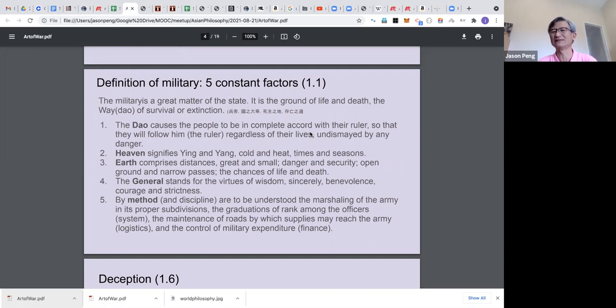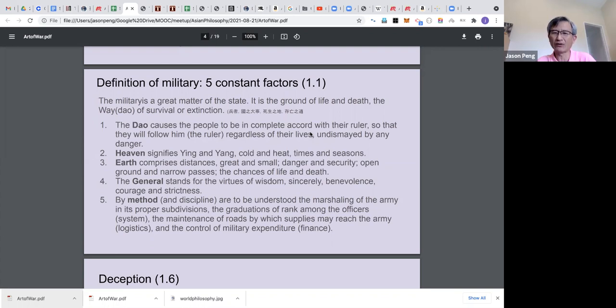It's a big thing. It's not just a game. It's life and death regarding your country's survival or extinction. So then Sun Tzu lays out the five important factors about the military: the Dao, or the way, which somebody translates as moral law; heaven; earth; the general, which means commander; and the method or discipline. So basically these five factors, that's the very beginning, very clear.